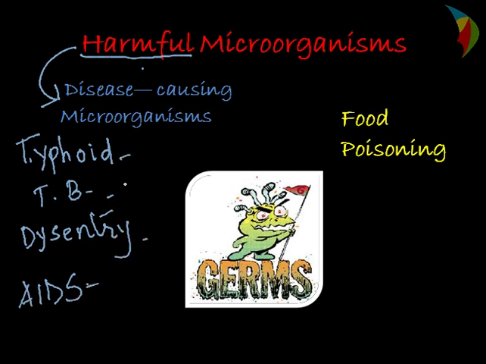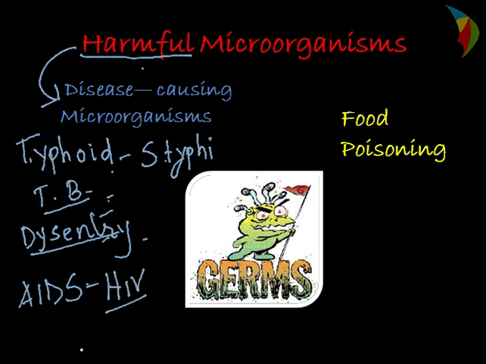Now different microorganisms cause different types of diseases, like S. typhi causes typhoid, Mycobacterium tuberculosis causes TB, dysentery is caused by E. coli, and these are all bacteria. But AIDS is caused by the HIV virus. So different microorganisms cause different types of diseases.